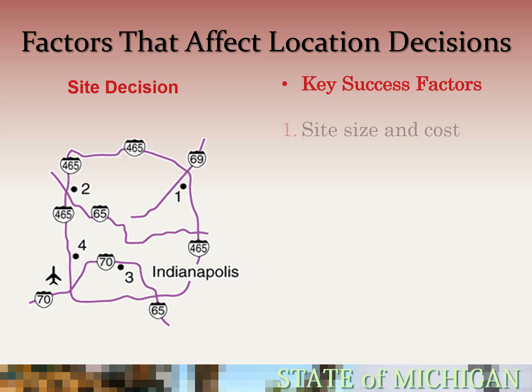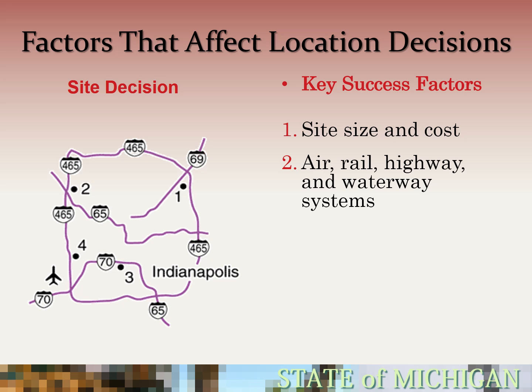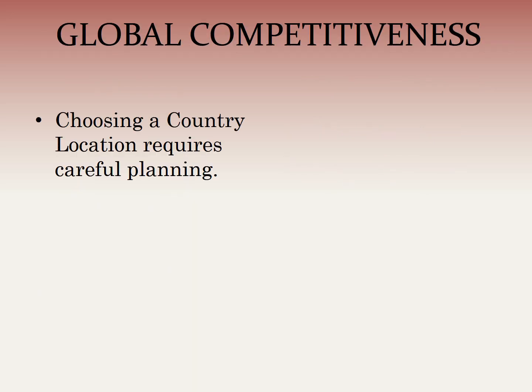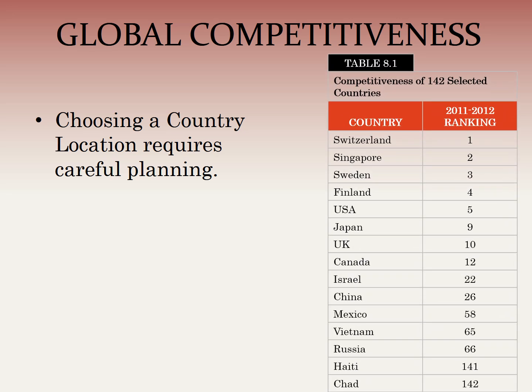A site decision. The key success factors are the site size and cost. Is there air, rail, highway, and waterway systems for transportation? What are the zoning restrictions? The proximity of services and supplies needed all come into play. And what are your environmental impact issues? Choosing a country location requires careful planning. As you can see in the 2011-2012 ranking, Switzerland was first, Singapore was second, U.S. was fifth, China was 26th, so there's a difference.